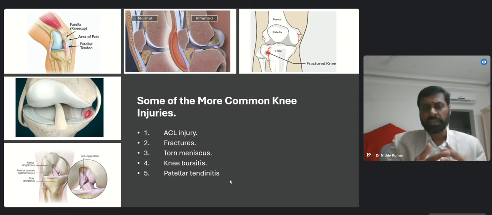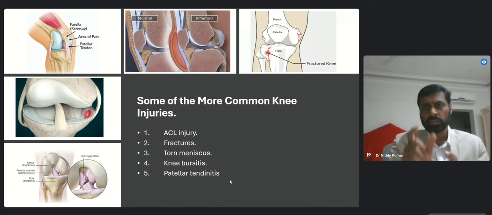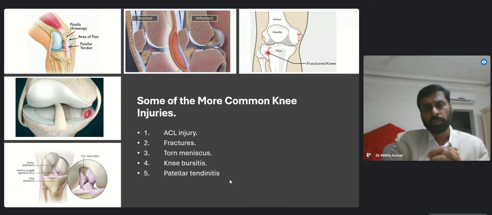Other conditions like bursitis, which is inflammation, can be easily treated with a good amount of medicines and with physiotherapy. Patella tendonitis. Now, patella, as I explained to you in the beginning of the talk, is the bone in the front of your knee joint. So if you have pain in the front of your knee joint when you're going downstairs or upstairs, it is generally related to your patella. This is very, very common nowadays.